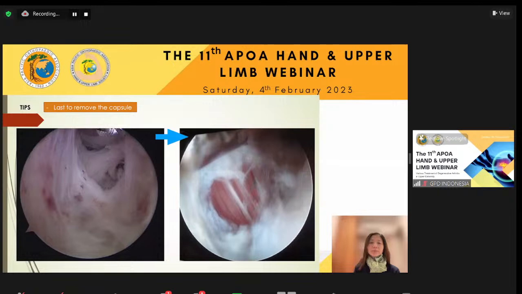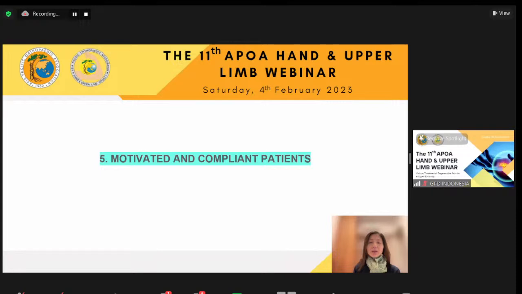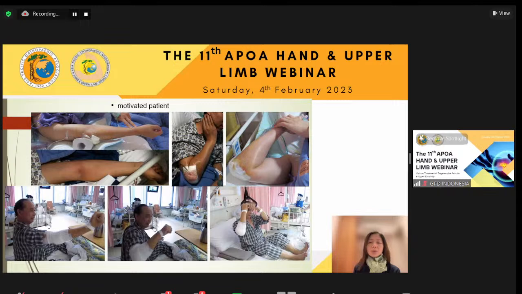Fifth, we need motivated and compliant patients. Counseling the patient before the operation is important. I always tell them that the operation only helps them by 50%. Another 50% relies on their motivation and compliance.